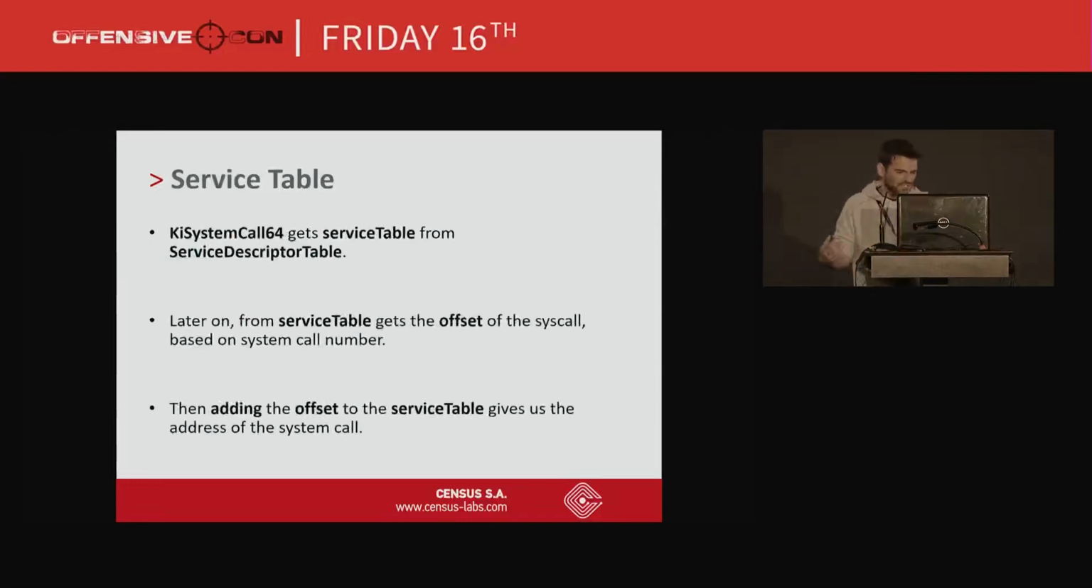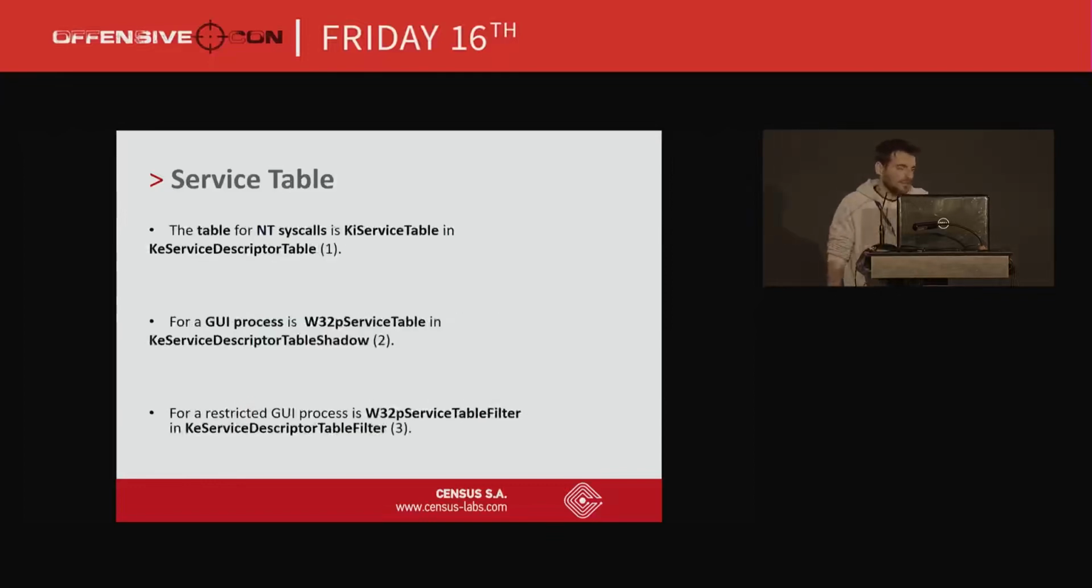So the system call handler gets the service table from the service descriptor table, and later on, from that service table gets the offset of the system call based on the system call number. And then by adding that offset to the service table, we actually get the address of the system call. So for example, NT system calls exist in the service table in the service descriptor table. For the GUI processes, the W32P service table is in the service descriptor table shadow.